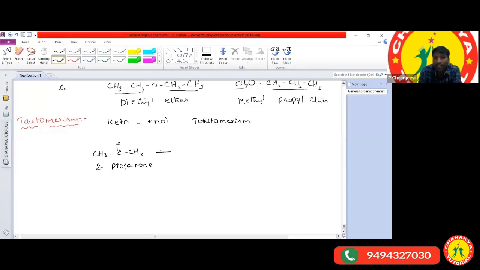Okay, sir, let us see. So how can we express equilibrium? Equilibrium can be represented with two oppositely directed half-headed arrow marks. Two half-headed arrow marks are called equilibrium.